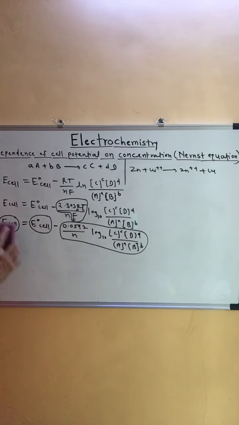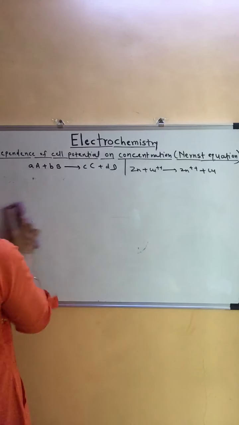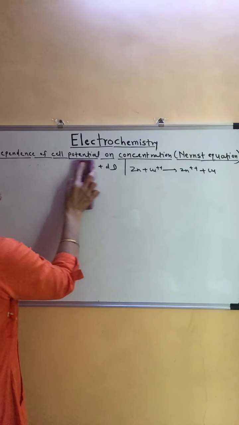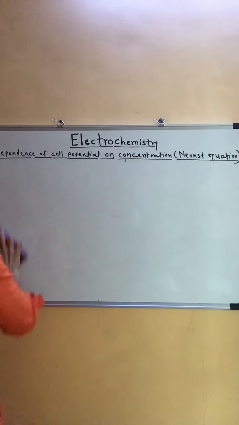Okay, so this is about the Nernst equation. Now, how we will find out the potential of the cell using the Nernst equation, we will see by taking a particular example. So we will take a particular cell, and we will apply the Nernst equation to that particular cell.